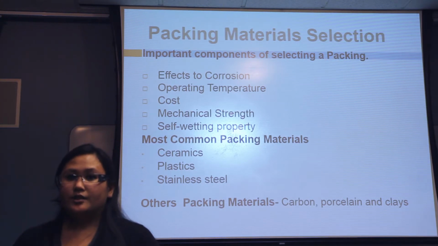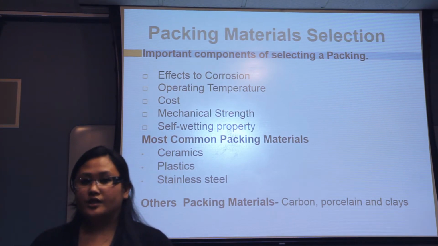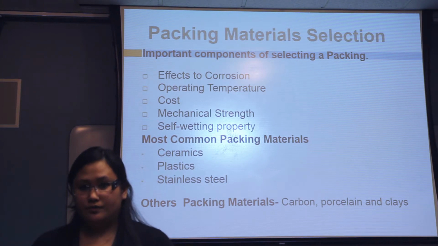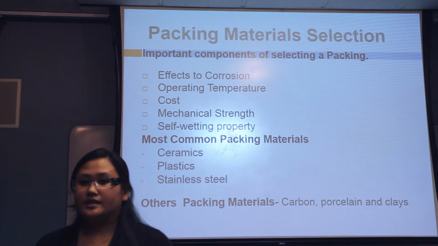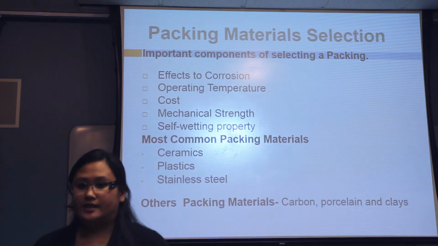So let's go back to the important components that we consider when selecting packings. The first one is the effects to corrosion. Stainless steels and ceramics do have a high corrosive effects. Plastics do have a moderate corrosive effects. The second one is the operating temperature. For processes that require high operating temperature, we use stainless steels. For moderate one, we use plastics, and for low operating temperature, we use ceramics.